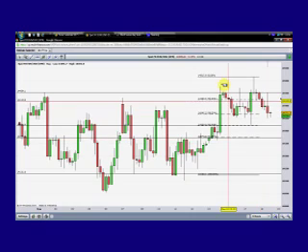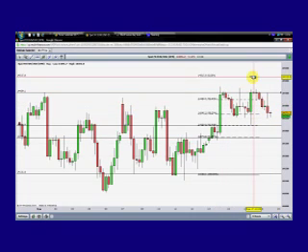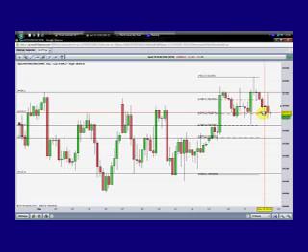So we count 5 waves. We are expecting an ABC corrective move. So we have the A corrective move here. We will see what the market will do. This is what we are talking about. So we know the fundamental.